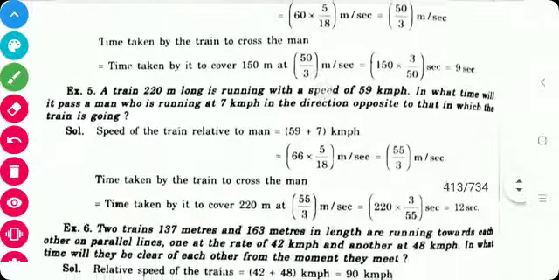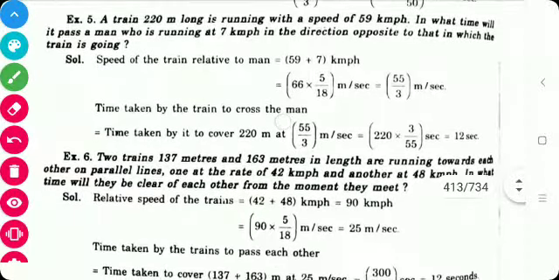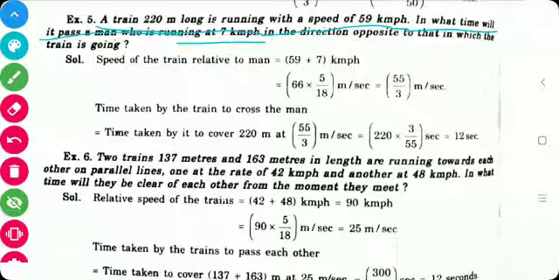Now the next example. A train 220 meter long is running with a speed of 59 km per hour. In what time will it pass a man who is running at 7 km per hour in the direction opposite to that in which the train is going? So here, as the man and the train are going in opposite directions, the relative speed is the addition of the speed of the train as well as the speed of the man. So it is 59 plus 7, so it is 66 kilometer per hour.